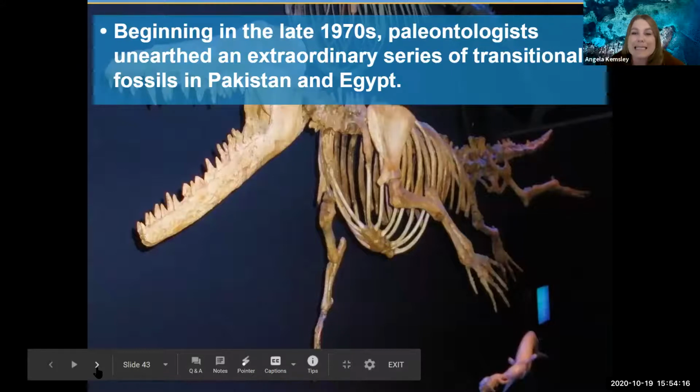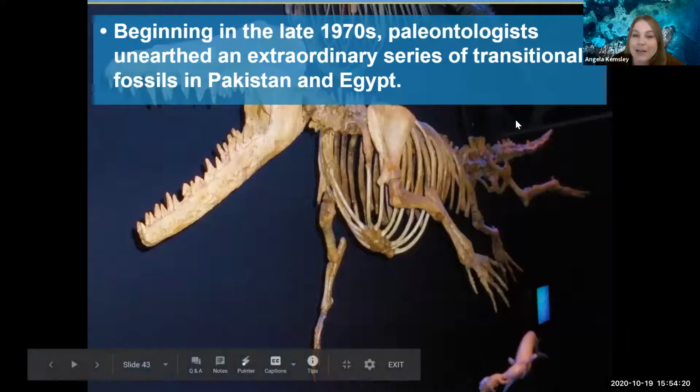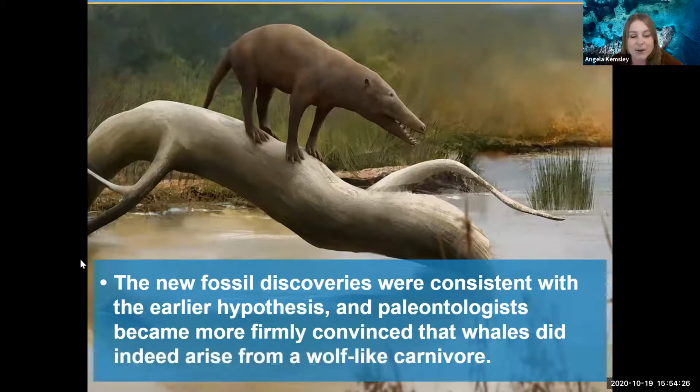Beginning in the late 1970s, paleontologists unearthed an extraordinary series of transitional fossils in Pakistan and Egypt. The new fossil discoveries were consistent with the earlier hypothesis, and paleontologists became more firmly convinced that whales did indeed arise from a wolf-like carnivore, something like what's pictured here.